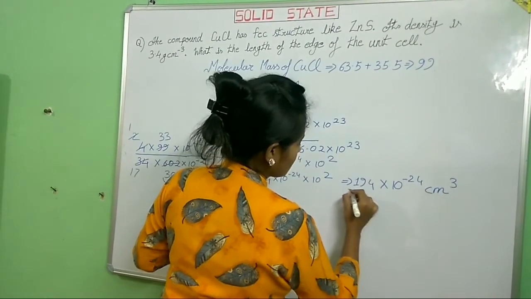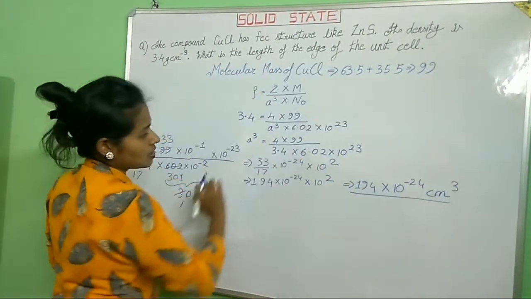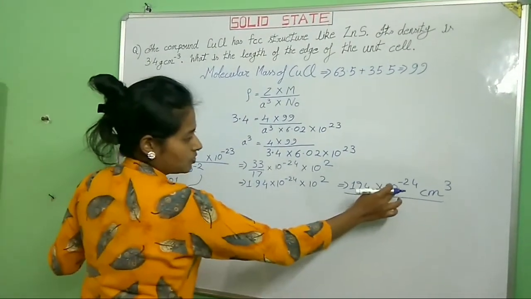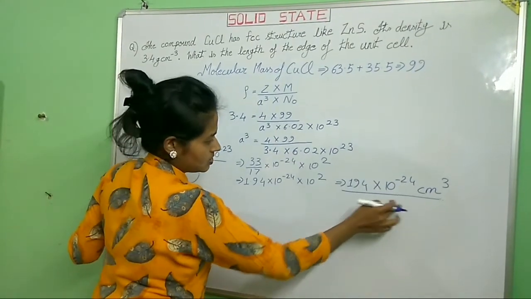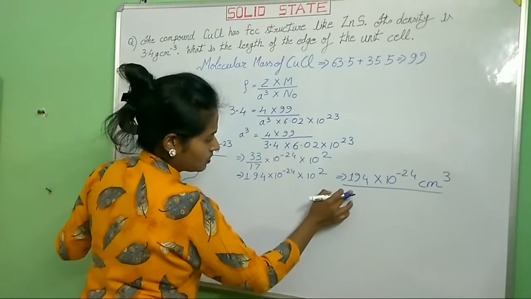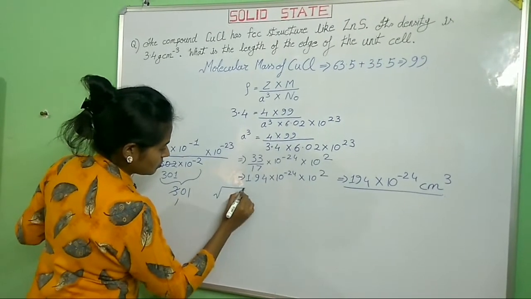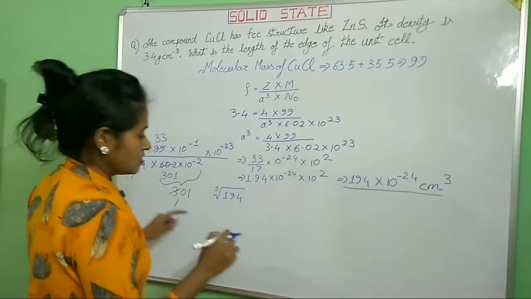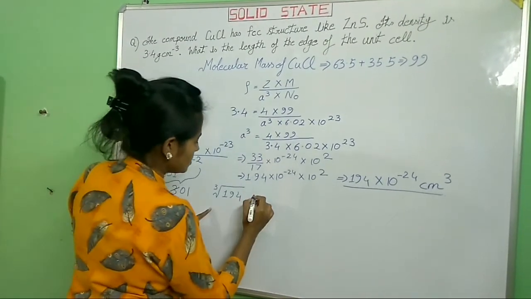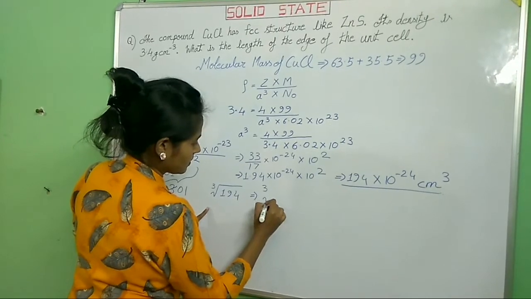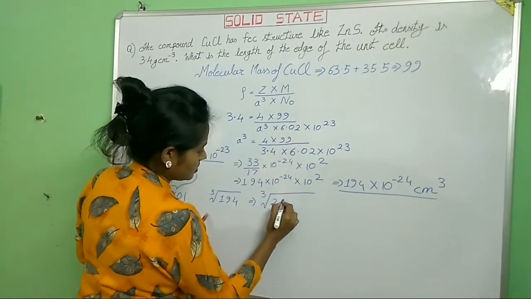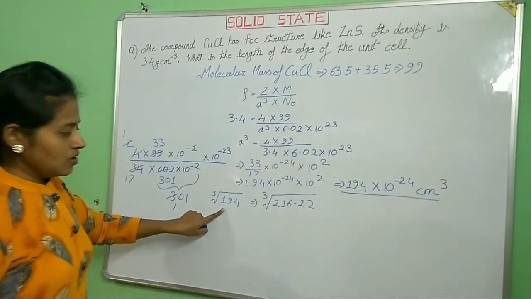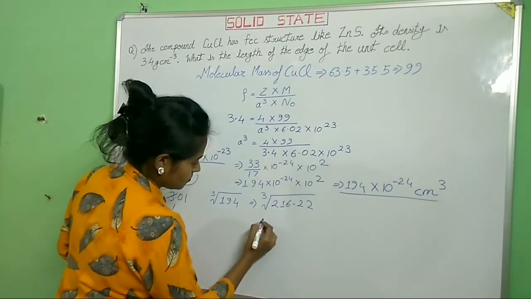This is the volume. But we have to find out the edge. So for the edge, we have to find out the cube root of it. What is the cube root of 10 to the minus 24? 10 to the power minus 8. And how to find out the cube root of 194? For finding out the cube root of 194, what is the 6 cube? As we all know, it is 216. So 216 minus 22, how much it is? 194. Okay.